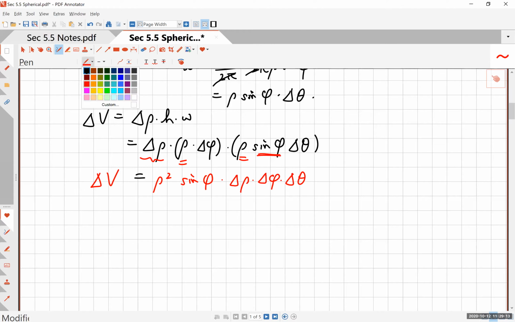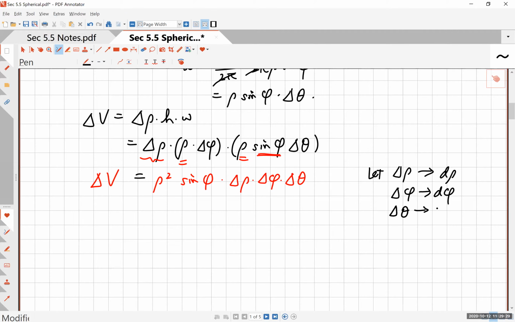All right, and as we let all of these become infinitesimally small, delta rho becomes d rho, delta phi becomes d phi, and delta theta becomes d theta. And as you do that, of course, delta V becomes dV. So here's the conclusion of this whole matter. dV is equal to rho square sine phi d rho d phi d theta.